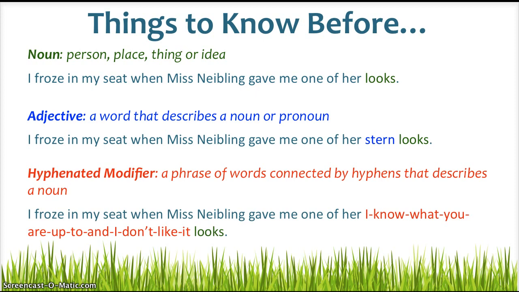So now let's look at this sentence. I replaced an adjective with a hyphenated modifier. I froze in my seat when Miss Niebling gave me one of her "I know what you are up to and I don't like it" looks. So I took this whole phrase, I know what you're up to and I don't like it, and I used that phrase to describe the kind of look that I am giving my student. I took an adjective out and replaced it with a hyphenated modifier.